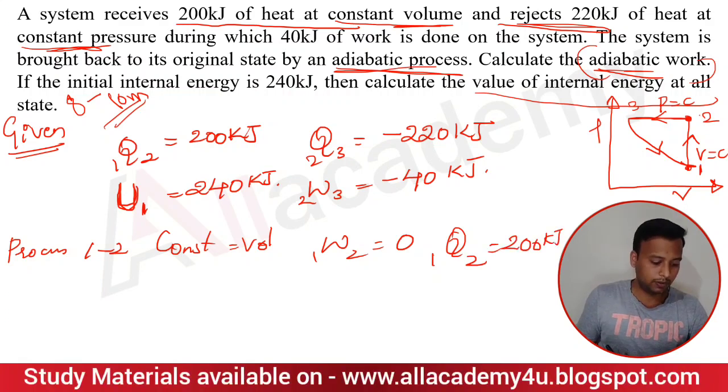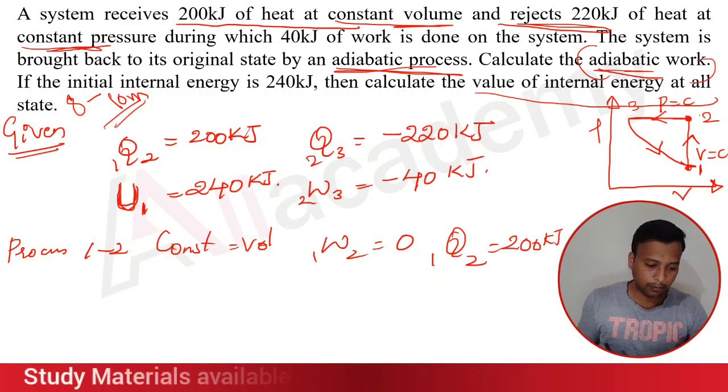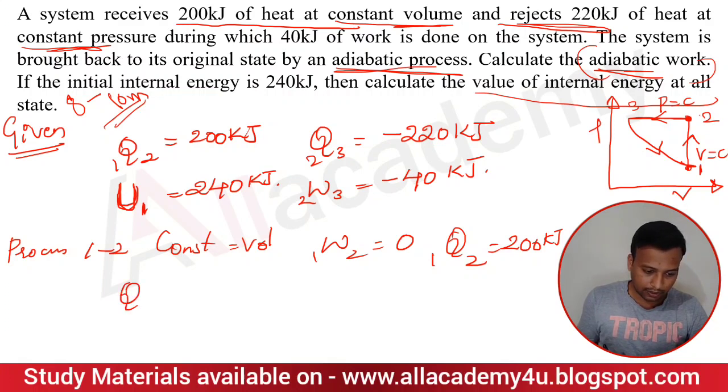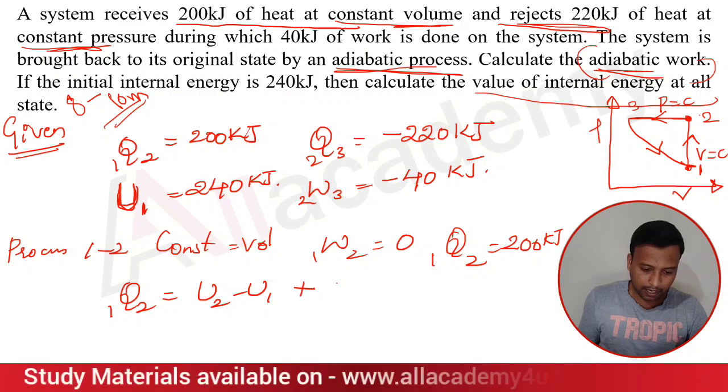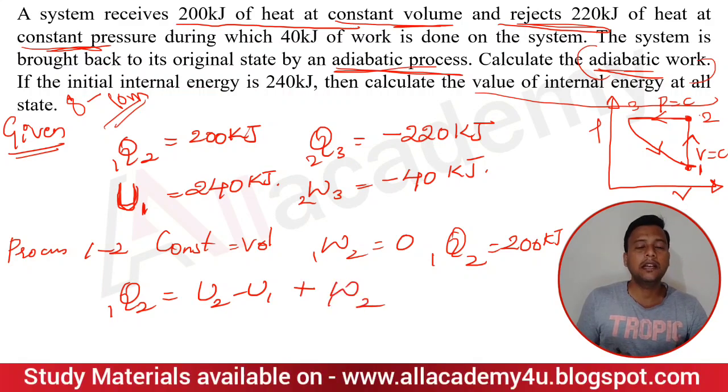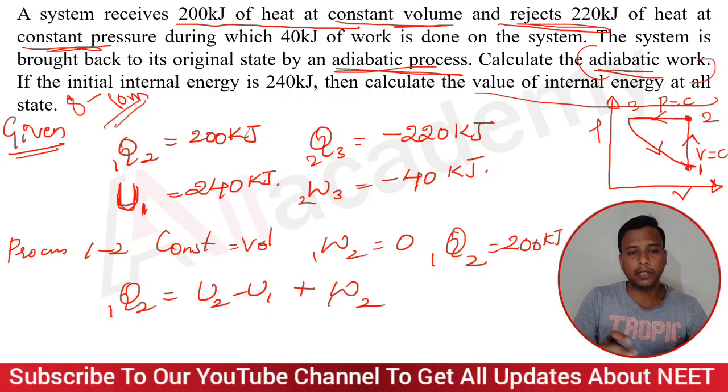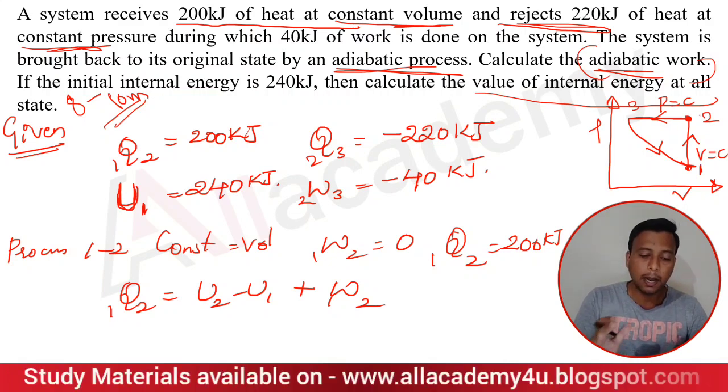Now from the first law of thermodynamics, we know that Q1 to 2 equals U2 minus U1 plus work done. That means the amount of heat added or rejected equals the change in internal energy plus the quantity of work done on the system or by the system, or work transfer.